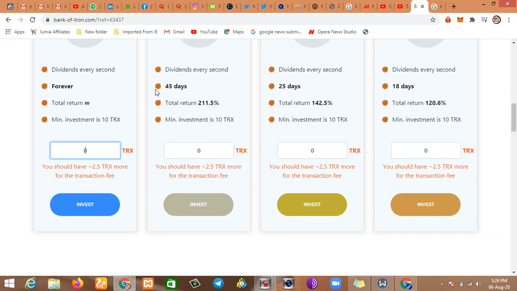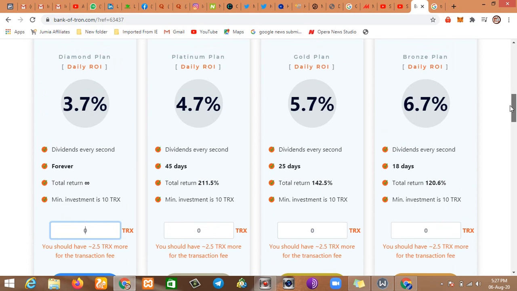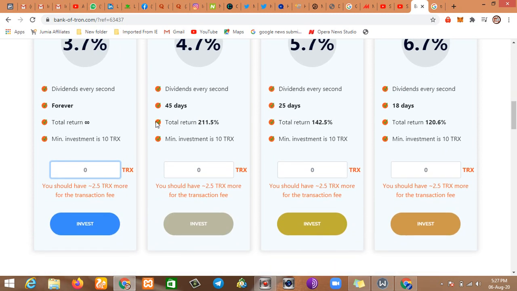But this one, the maturity period is 45 days. Maybe you get paid that 4% for 45 days. That's what you're trying to say, 45 days. After 45 days, you're not going to earn anything else. So let's try and check it out and see how much we are going to get.